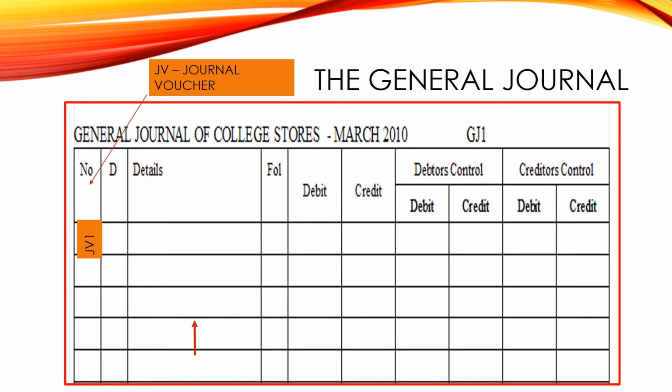Under details, we're going to put the account credit and the account debit. Under debit and credit, we're going to put the amount. Then you see that you also have columns for a debtor's control and a creditor's control. The debtor's control columns, debit and credit, will only be used for debtor's transactions, and the creditor's control will only be used when we transact with creditors. Again, it's when we transact with them, and those transactions cannot go into our normal journals. So let us look at the example that we've just done.